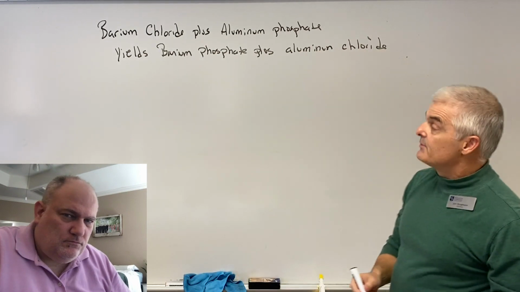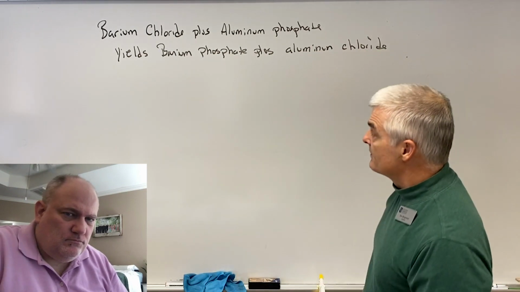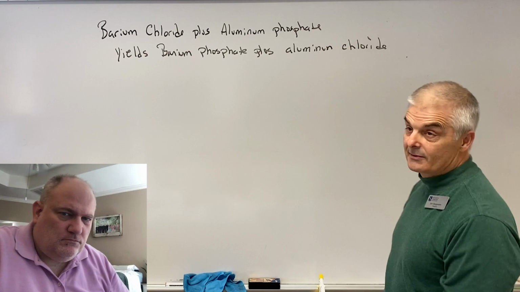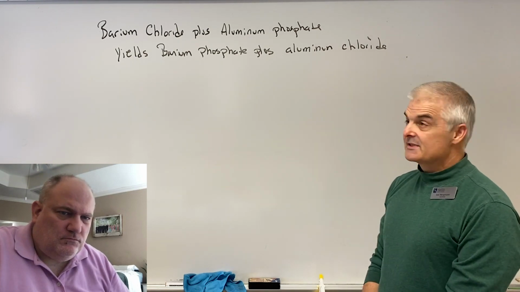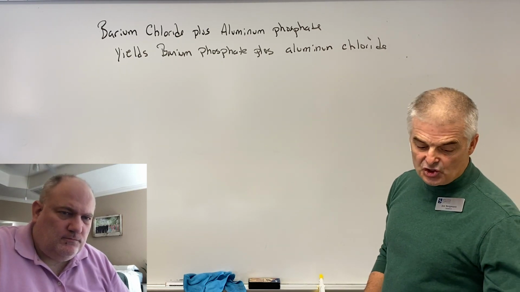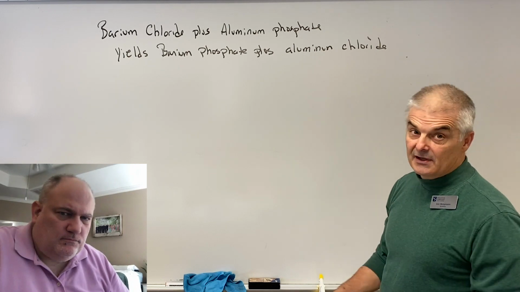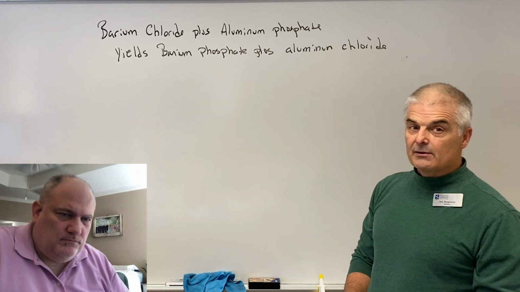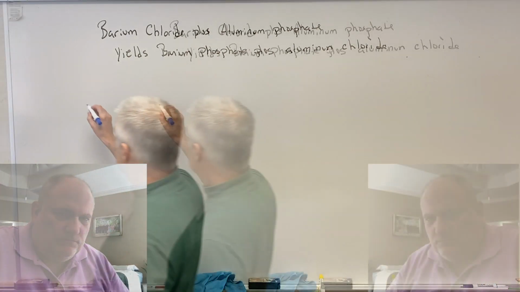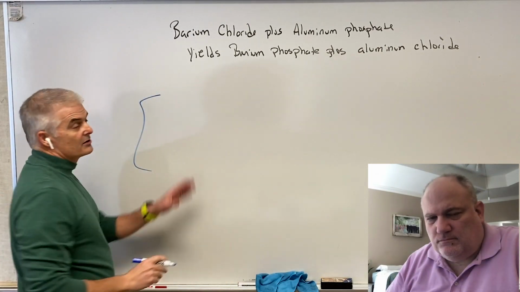So in our last example, folks, we want to do this one. Barium chloride plus aluminum phosphate yields barium phosphate plus aluminum chloride. Now, this is a longer one, but again, same kind of idea. And actually, let me show you what I think is a shortcut that's going to make life a lot easier for you. I like to create what I call a scratch pad. I'm going to make a little bracket over here, and you're going to see why this works.